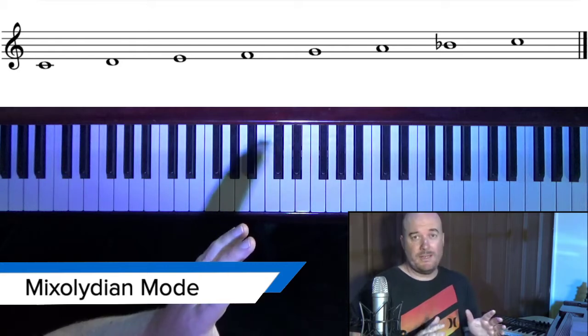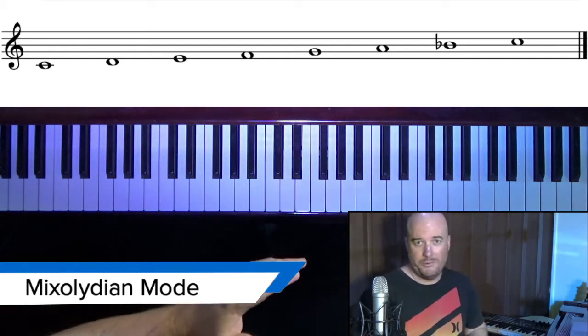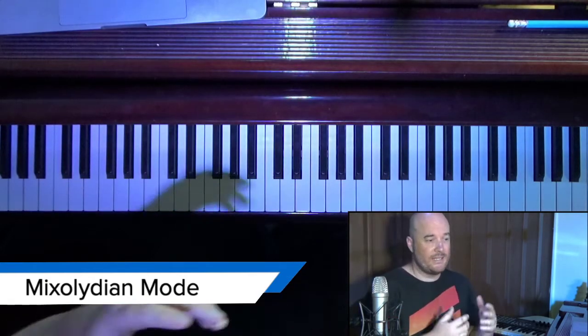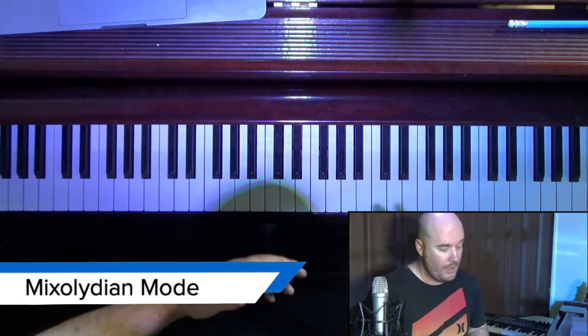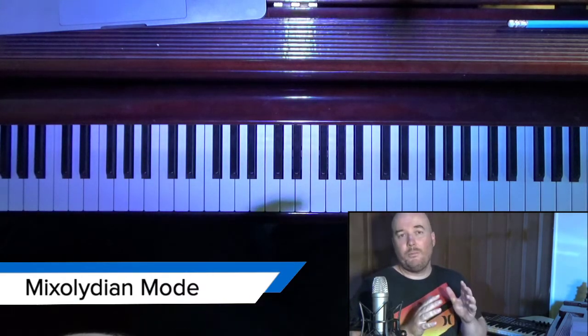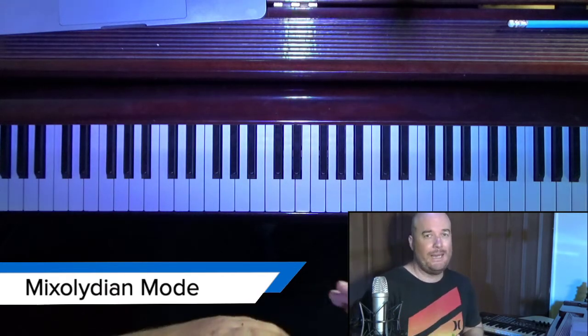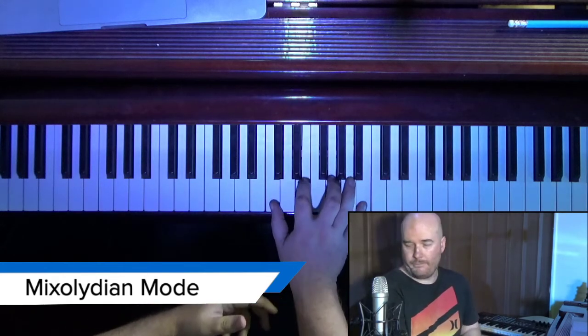Now that's all there is to the Mixolydian mode, and we're going to look at the tune All Blues because it's a great little tune that has basically a bunch of dominant seventh chords. I must say, when we're playing a Mixolydian mode, why would we play it? We're usually playing it because our chord is a dominant seventh chord, right?